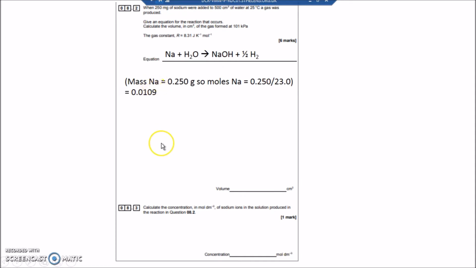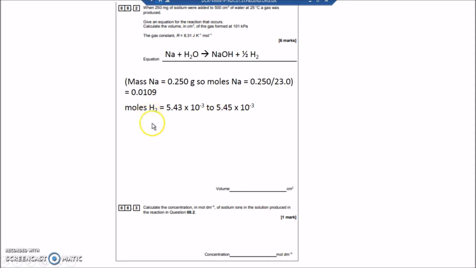0.0109 moles of sodium. Now, 0.0109 moles of sodium will make half the number of moles of hydrogen, because 1 mole of sodium makes half a mole of hydrogen in the equation. So if we divide this by 2, I'll work out the number of moles of hydrogen. So number of moles of hydrogen is this divided by 2. It's 5.43 times 10 to the minus 3. You're allowed up to 5.45 times 10 to the minus 3, so it allows some error on your calculator.